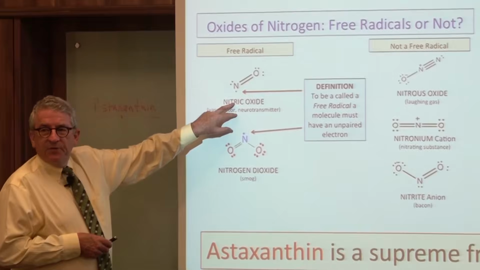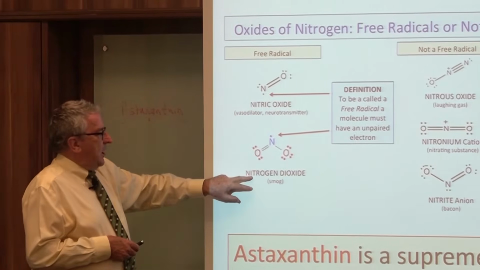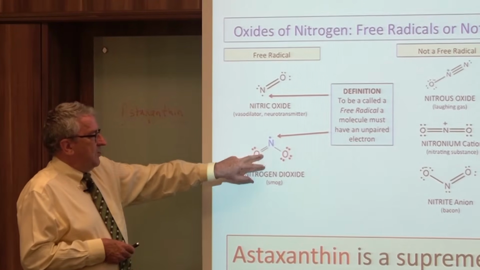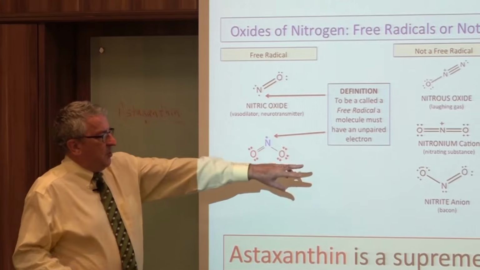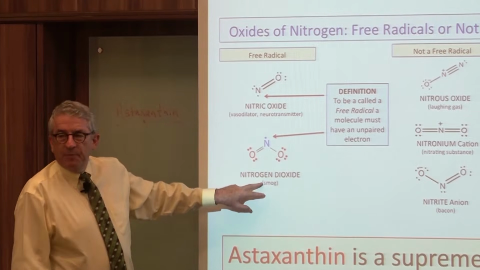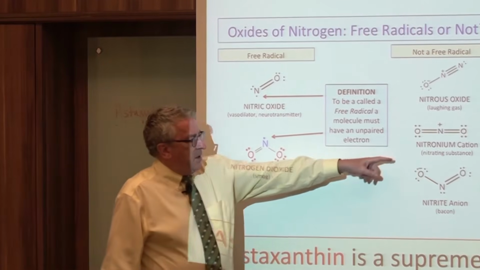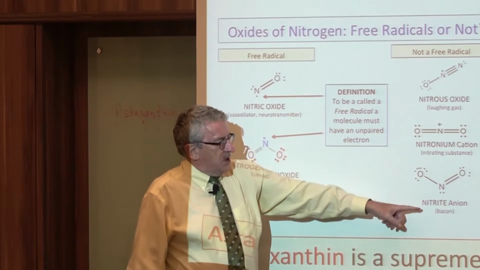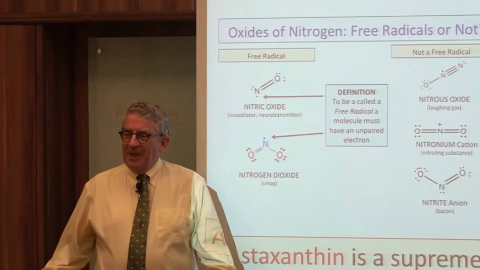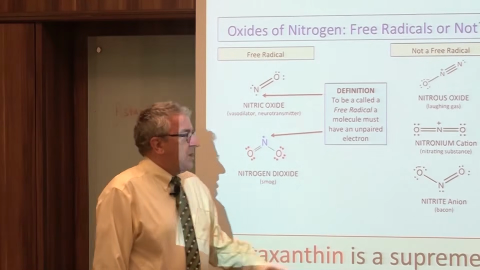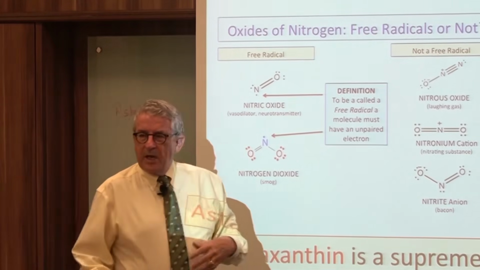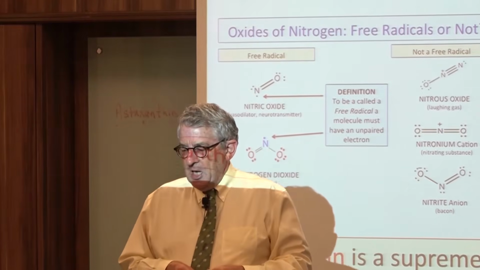Nitric oxide is a free radical. And nitrogen dioxide is another free radical, so that's one and two oxygens. Very similar over here. This one's smog. It's the brown gas in smog. Again, this forms carcinogens, and this forms bacon. Very, very different actions. And nitric oxide, of course, is a vasodilator, neurotransmitter.